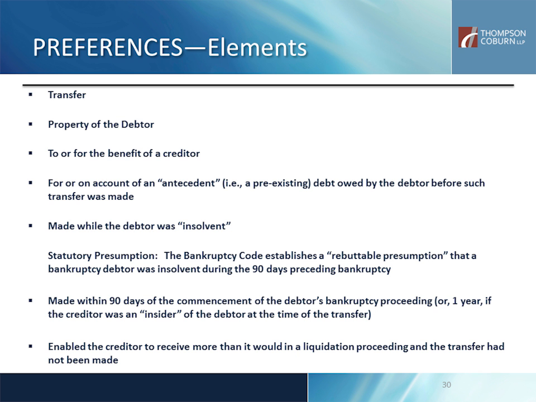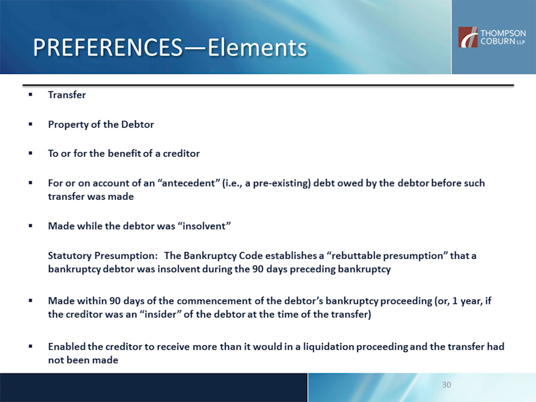The transfer has to be made while the debtor is insolvent, and insolvent in this situation means that the liabilities of the debtor exceeds the debtor's assets. That just means they're balance sheet insolvent. And insolvency is actually presumed for a debtor within the 90 days before the bankruptcy filing, and this is a rebuttable presumption. One could prove that they were not insolvent at the time that they made the transfer, but there is a presumption there that in fact the debtor was insolvent, and the transfer has to be made within 90 days prior to the commencement of the case.